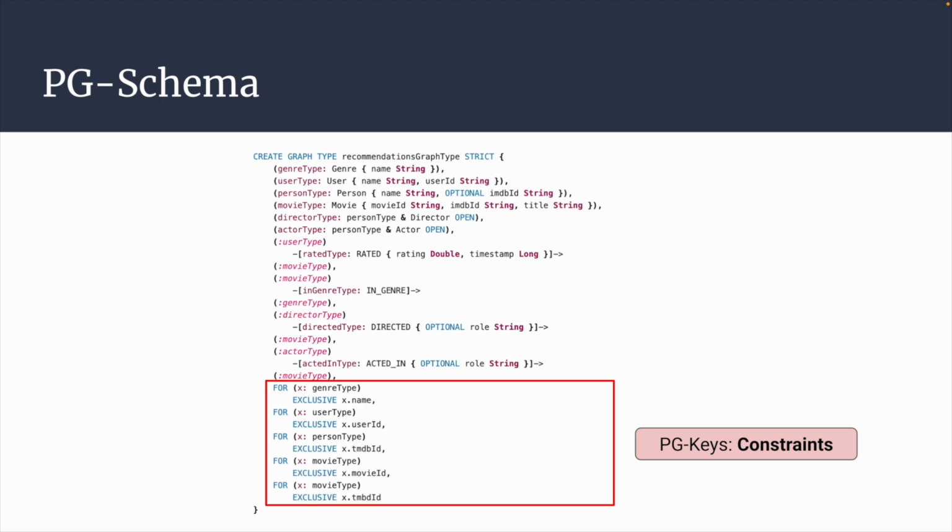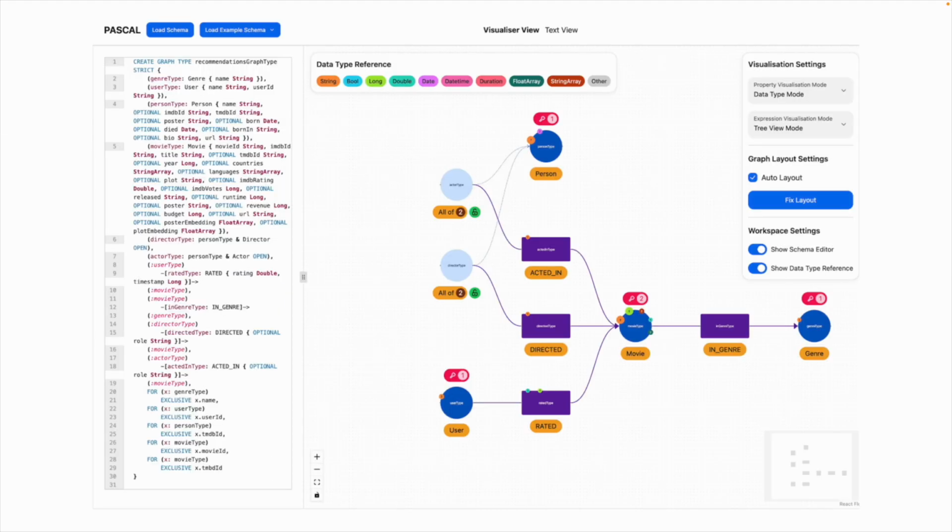Although PG-Schema is expressive and feature-rich, its syntax can be challenging for some untrained users to comprehend. To solve this problem, we present PASCAL GUI, a user-friendly interface for property graph schema visualization. Now, let's walk through the visualization of each PG-Schema feature in PASCAL.